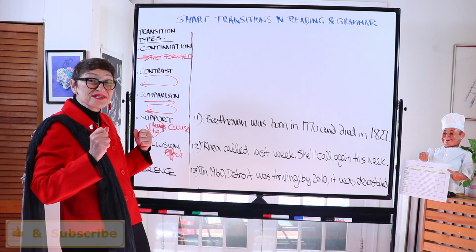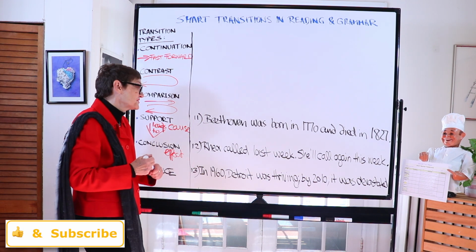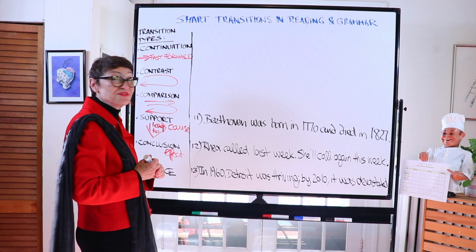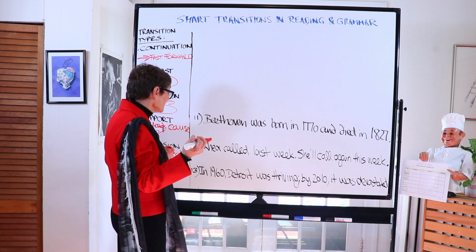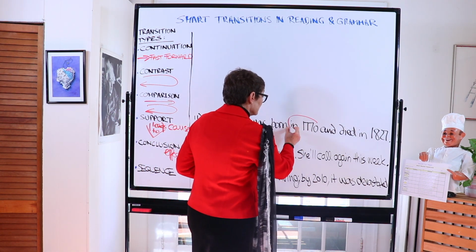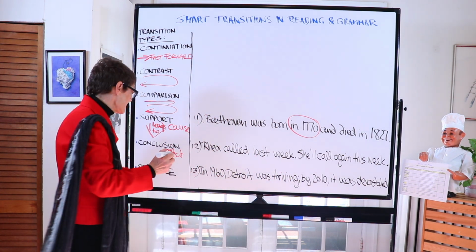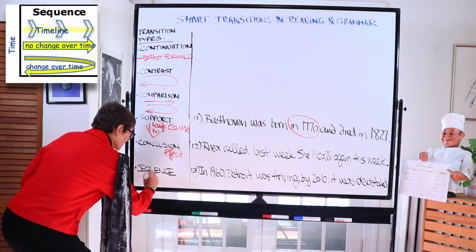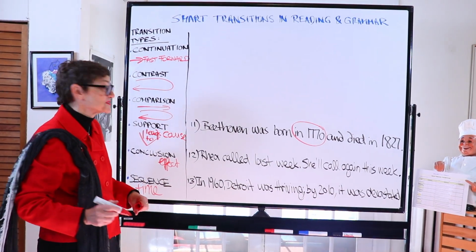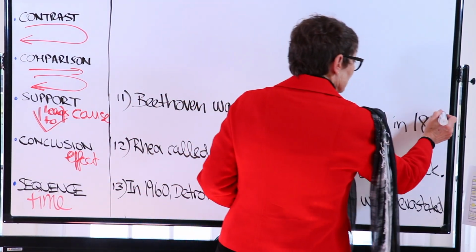Okay, we're reaching the bottom here. We're at sequence transitions now, the last of the 6 transitions we're covering today. Number 11, sentence number 11, for those of you who are following with the worksheet. Beethoven was born in 1770. Clearly sequence. Sequence is any time word. If it has to do with time, it's sequence. Born in 1770 and died in 1827.